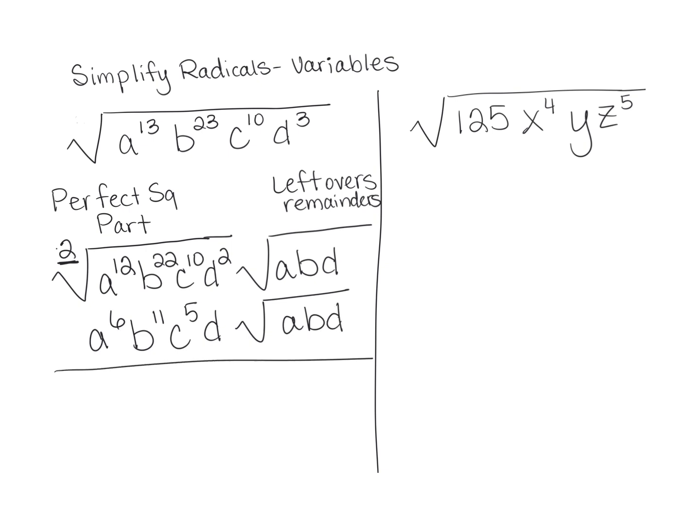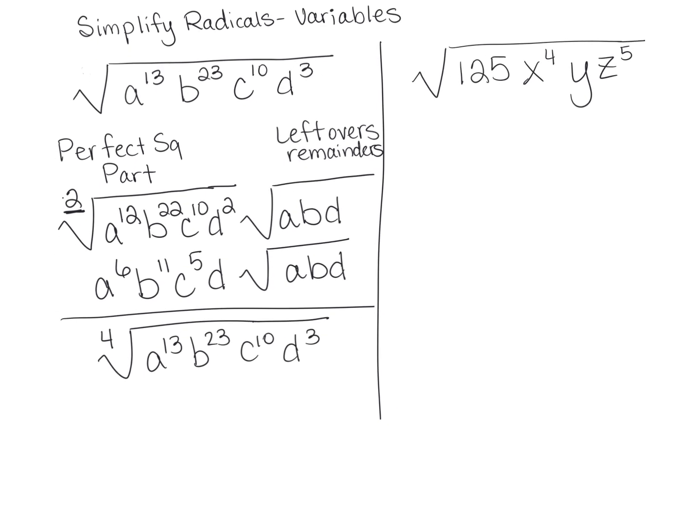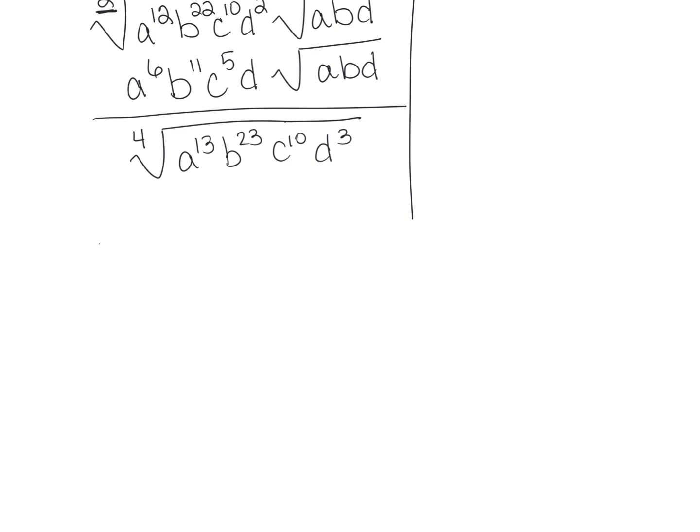Now, I'm going to do that same question, and it's going to look just like what's on your piece of paper. And the answer is going to be very different because this is not a square root, but a fourth root. So I have a to the 13, b to the 23rd, c to the 10th, and d to the 3rd still. And this time, because my index is bigger, I have the perfect part over here, and then I have my leftovers over here. Now, the index stays the same on both. It doesn't matter whether it's a part that's going to simplify or a part that's going to stay.